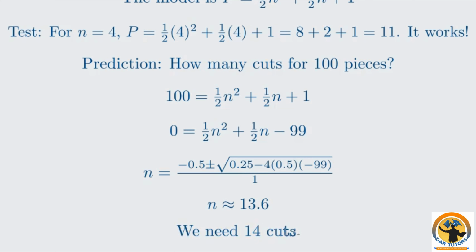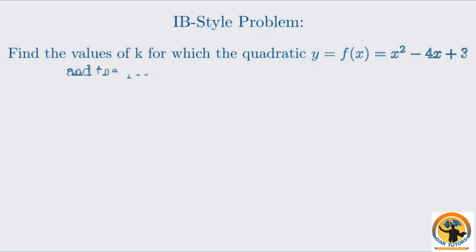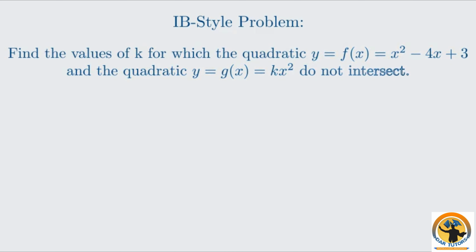This shows the practical application of quadratic modeling. Let's work through an IB-style problem to consolidate your understanding. Our objective is to solve a problem that requires analyzing the relationship between 2 quadratic functions. The problem asks for the values of k for which the 2 functions, f of x equals x squared minus 4x plus 3, and g of x equals k times x squared, do not intersect.